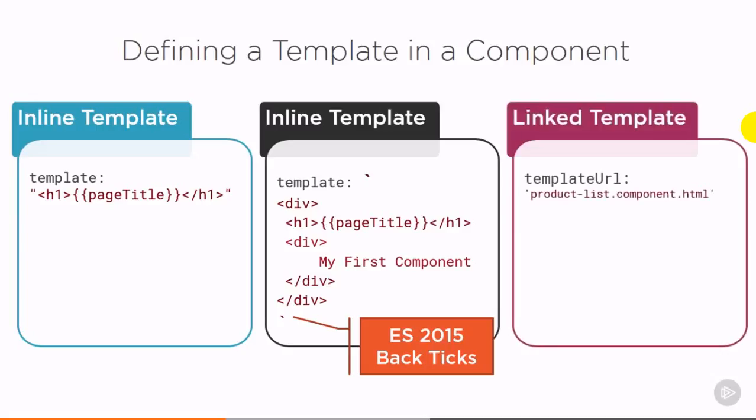In many cases, the better option is to define a linked template with the HTML in its own file. We can then use the templateUrl property in the component metadata to define the URL of our HTML file. Let's use this technique and build a linked template for our product list view.